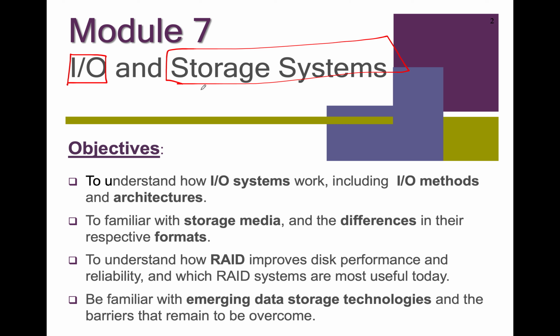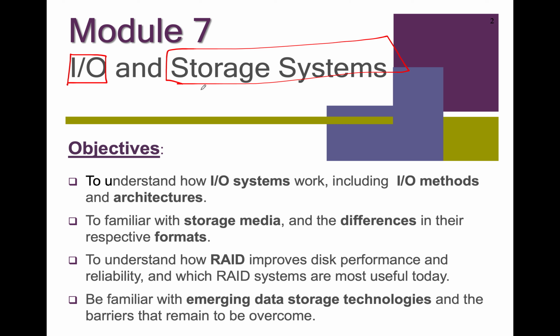And the objective, or why we need to learn module 7, input output and storage system, is first to understand how the input output system works. You already learned the processor, the memory, the register, and the cache. Now it's your turn to learn input output, including the input output method and also architecture. So everything in this system, we need to have the architecture.